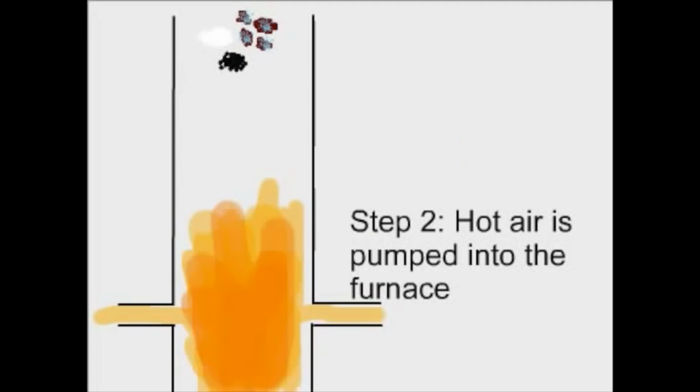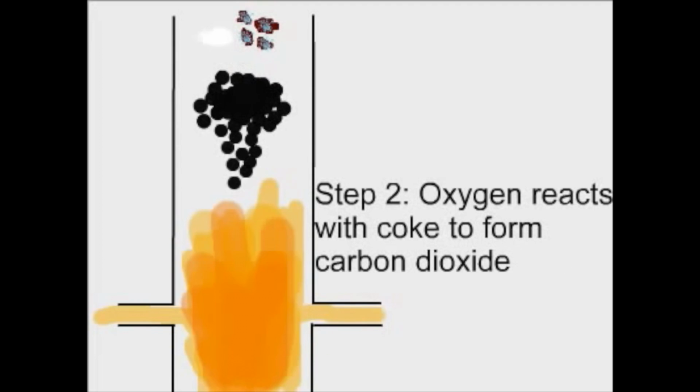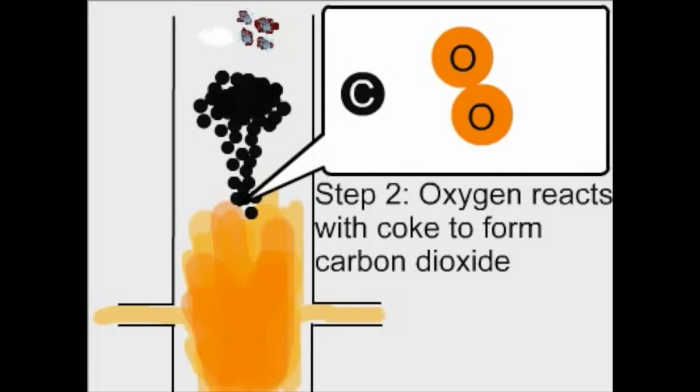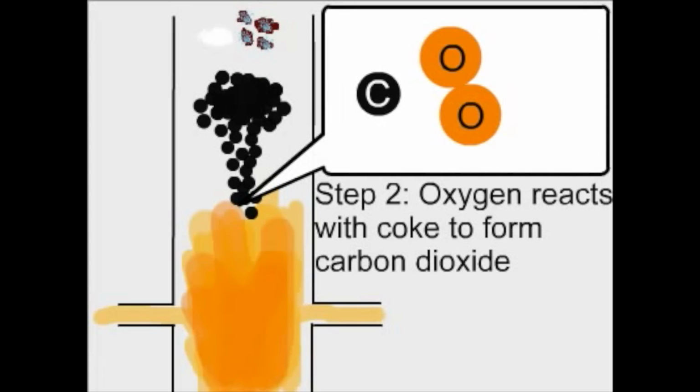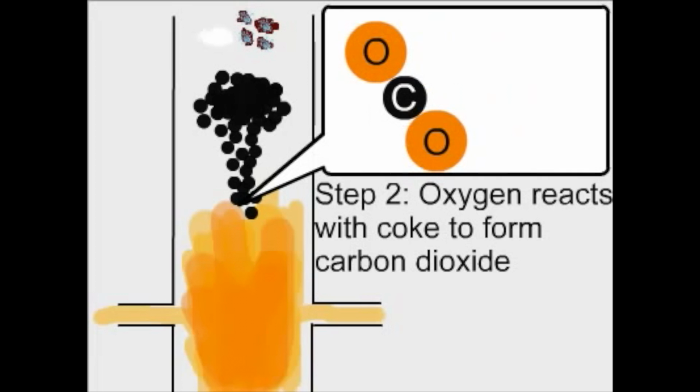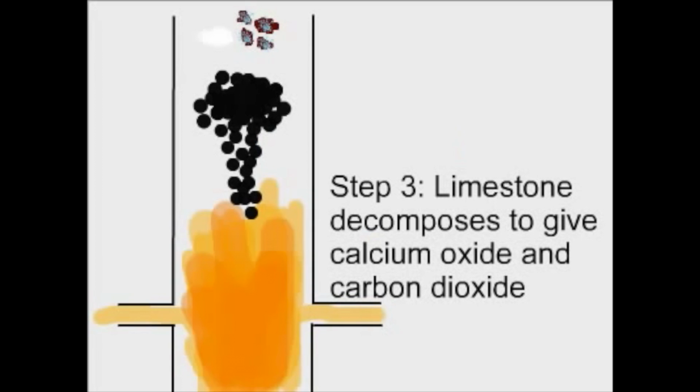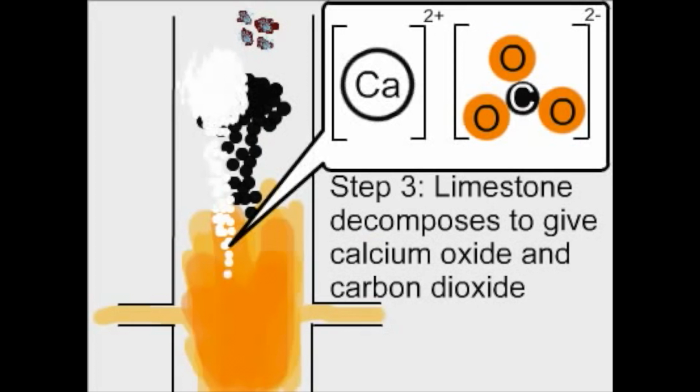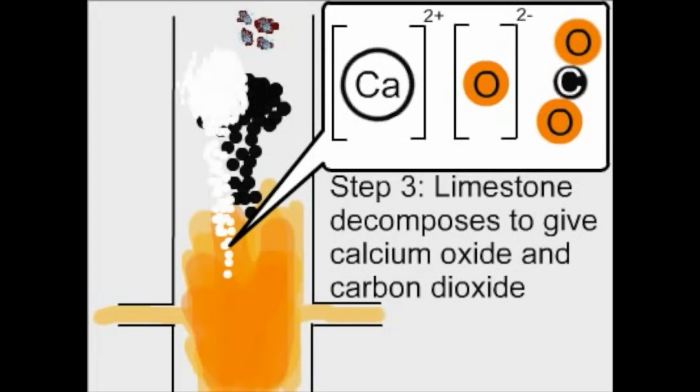Then, the coke burns in the hot air that is pumped into the furnace, producing carbon dioxide. This is the main source of heat for this process. Then, the limestone decomposes and produces calcium oxide and calcium dioxide so that the impurities inside the ore turn into slag.